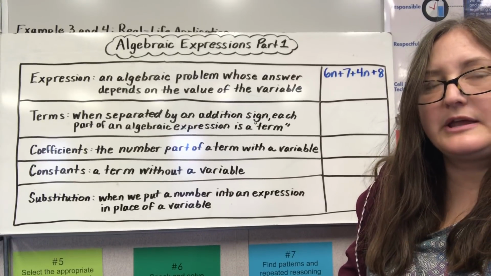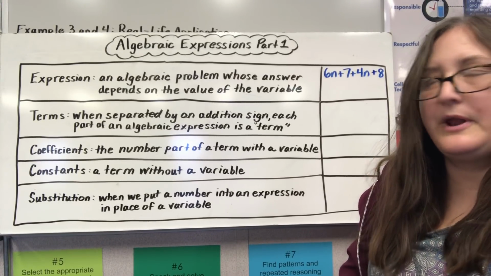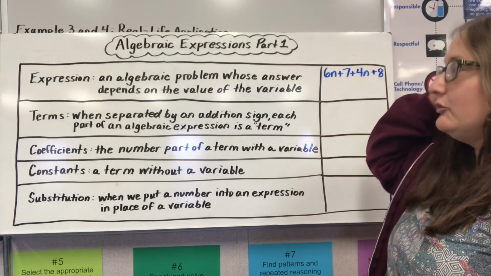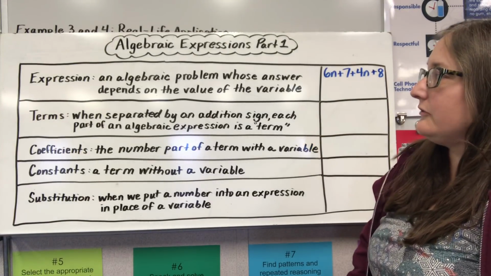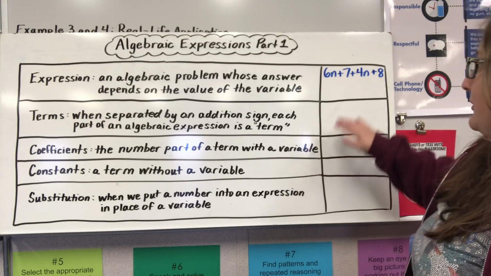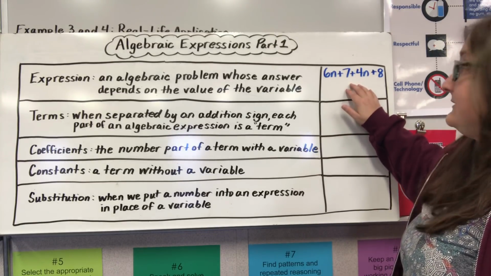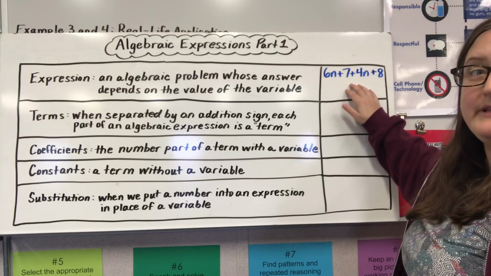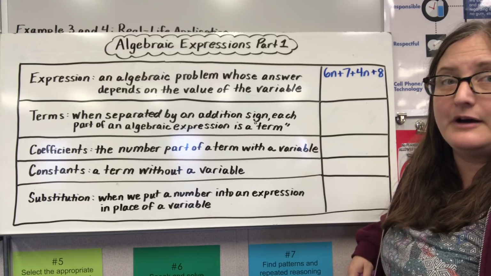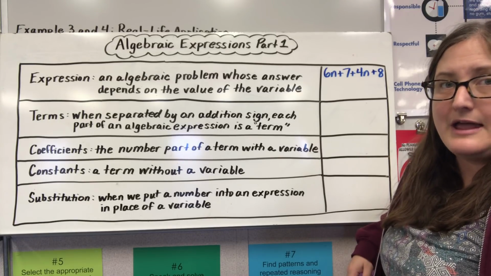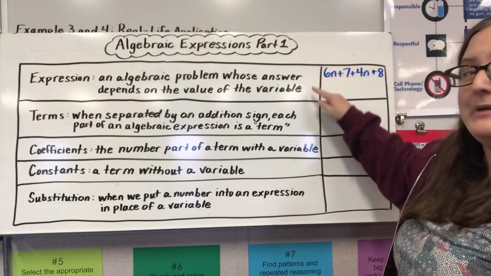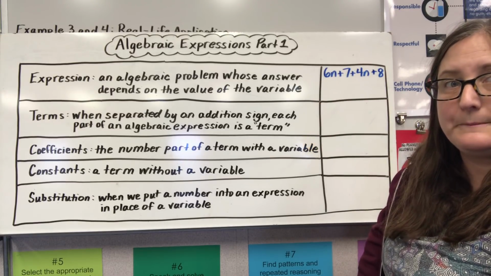This is Algebraic Expressions Part 1. When I say algebraic expression, I'm talking about an algebraic problem whose answer depends on the value of the variable. So for example, 6n plus 7 plus 4n plus 8 can have a different answer depending on the value of n. Whatever n is worth dictates what the answer is going to be for this expression.